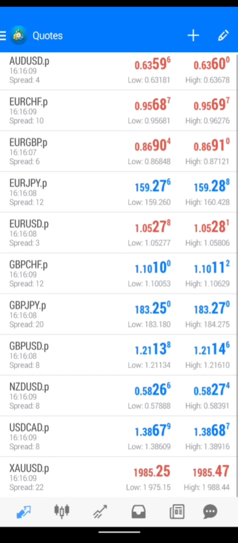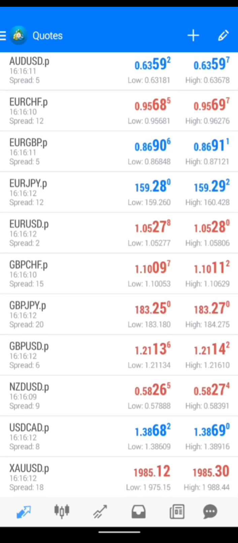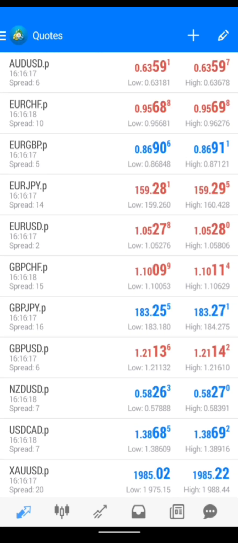Another thing is something called the spread. Spread is the difference between the bid and ask price of a pair. In this case, we have the AUD USD. For instance, moving on to your right, we have the price 0.63591. It's fluctuating, moving up and down. The difference between these two prices is the spread. That's the cost of buying or selling that pair.